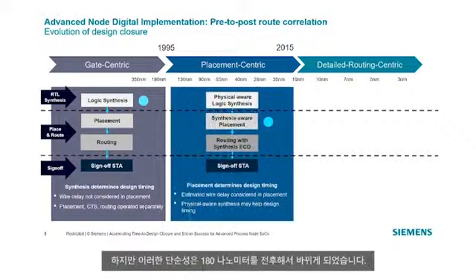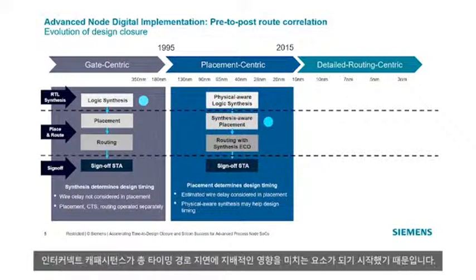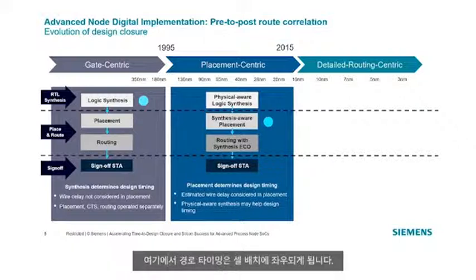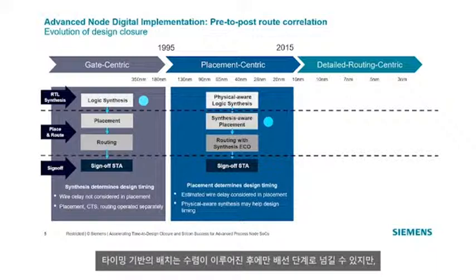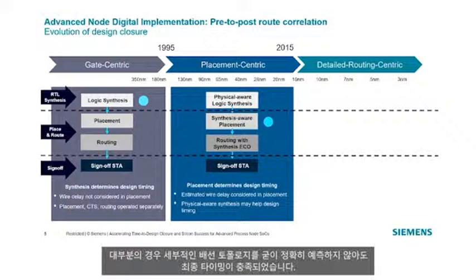That simplicity changed around 180 nanometers when interconnect capacitance started to be a dominant factor of total timing path delay. Here, path timing became dependent on cell placement. This created the need for more timing-driven placement solutions called placement-centric flows. The timing-driven placement had to converge before you could hand it off for routing, but in most cases, the final timing was met without the specific need for accurate prediction of the detailed routing topology.